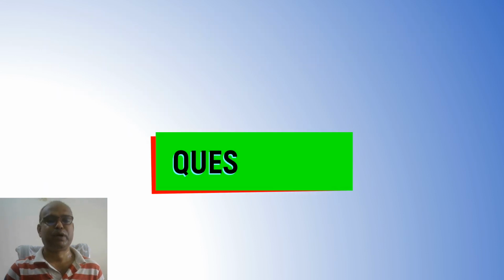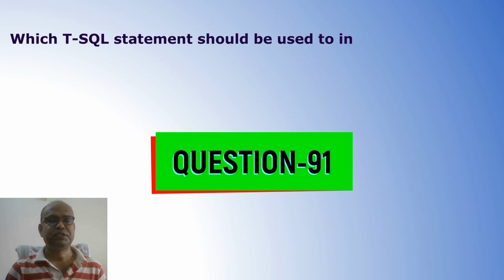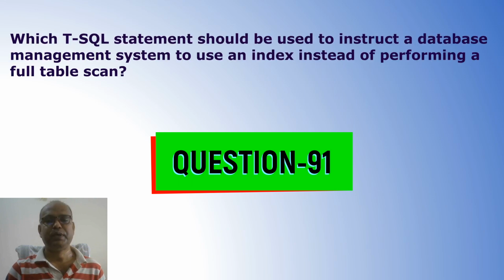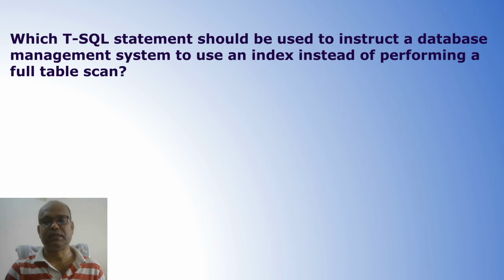Next question, question number 91. Which SQL statement should be used to instruct a database management system to use an index instead of performing a full table scan? Option A, select. Option B, where. Option C, join.